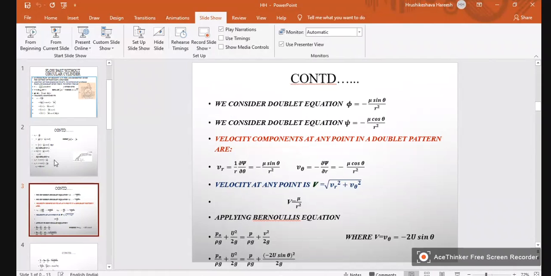Therefore, now one minute here. Okay, sir. See, we are considering the flow due to a uniform flow and a doublet, right? Yes, sir. But you are explaining only the velocity component due to the doublet only. Yes, sir. So why have you not taken into consideration the uniform flow component? Sorry, sir.